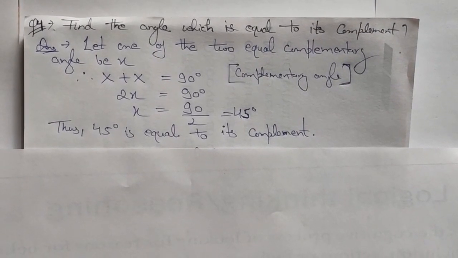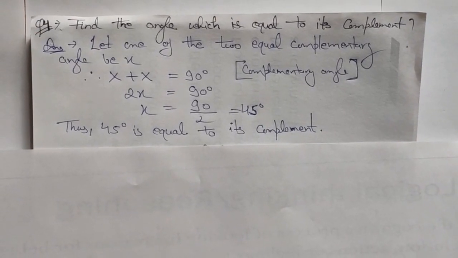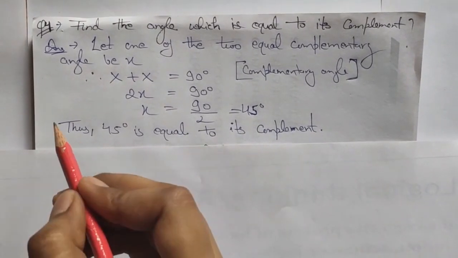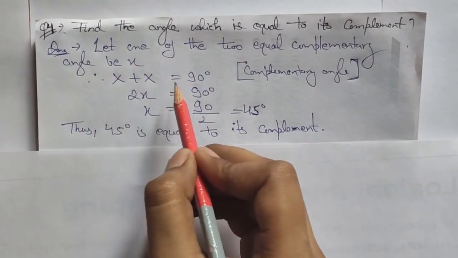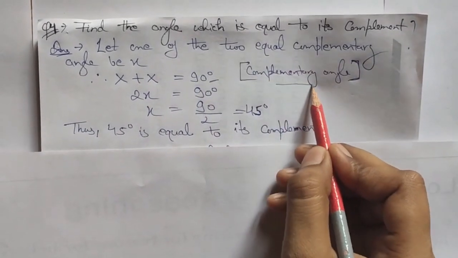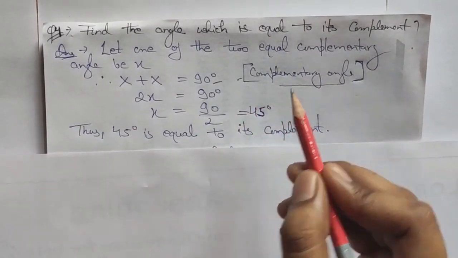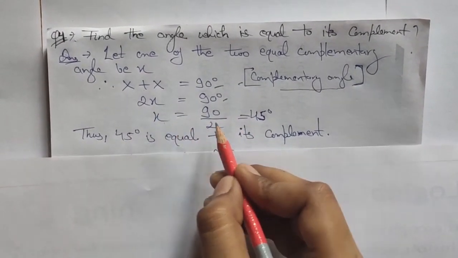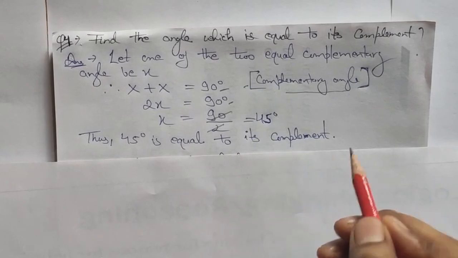Question number 4. Find the angle which is equal to its complement. So in this question we have to find the angle which is equal to its complement. Let one of the two equal complementary angles be x. So x plus x is equal to 90 degree, as you already know that the sum of two complementary angles is 90 degree. So 2x is equal to 90 degree, so x is equal to 90 upon 2, which is 45. Thus 45 is equal to its complement.